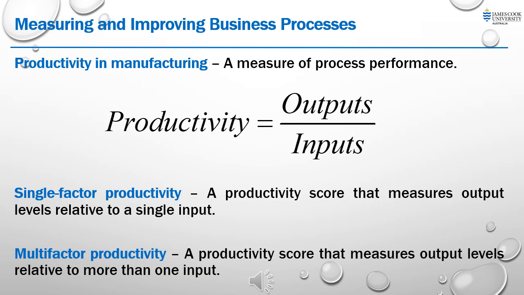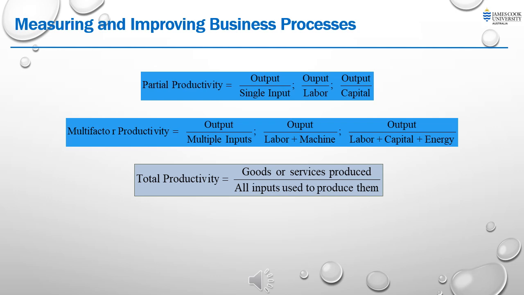There is a measure for performance as well, where productivity equals output divided by input. We can measure it as partial productivity, or we can have multi-factor productivity, and at the end we can look at total productivity, where the goods or services produced are divided by all the inputs.